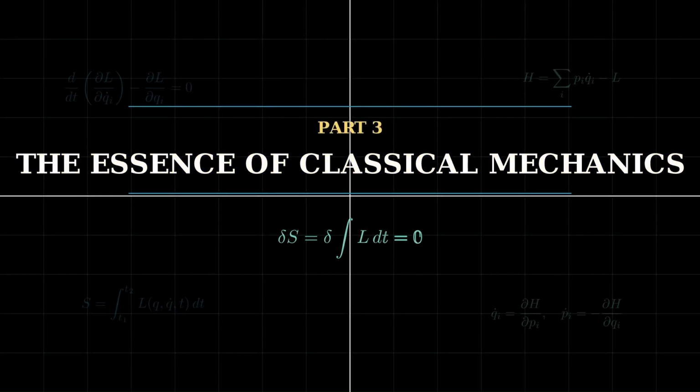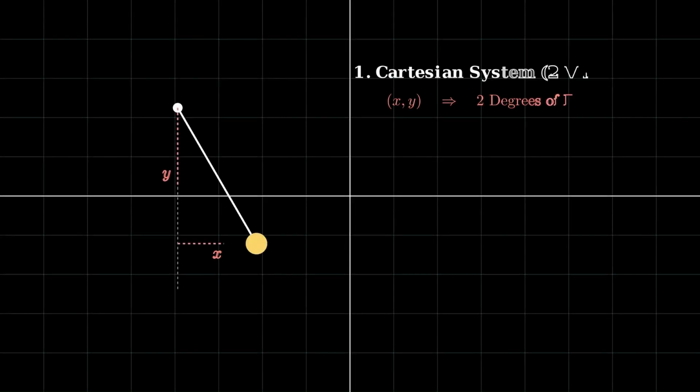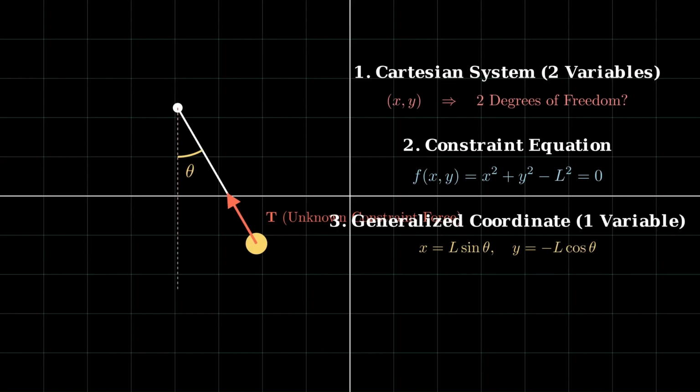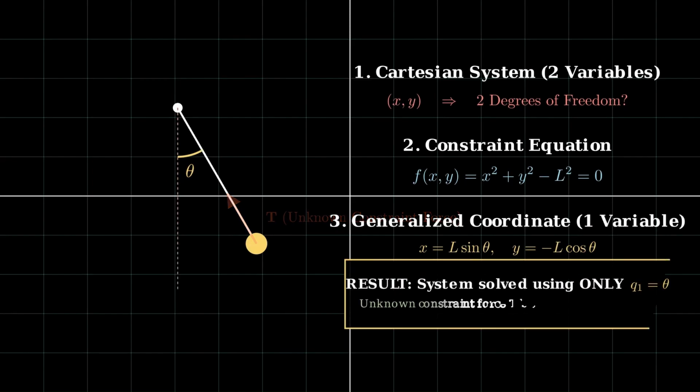Welcome to Part 3 of our series on the essence of classical mechanics. In Part 2, we saw how constraints reduce the true degrees of freedom of a system and why generalized coordinates q allow us to skip tracking unknown constraint forces entirely. Now, we face the big question: how do we actually build the equations of motion using these generalized coordinates?